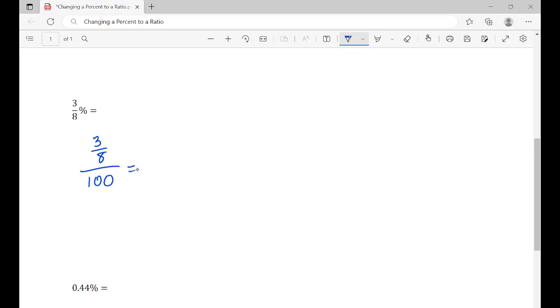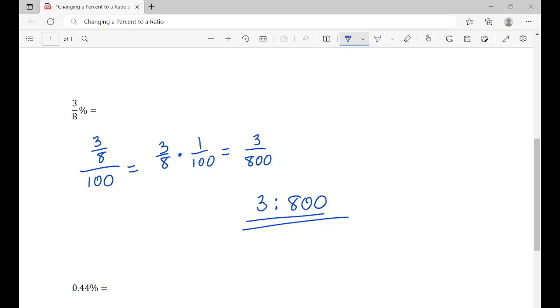So I'm going to keep the first fraction and then change it to multiplication and then flip 100 to 1 over 100. And nothing can reduce down here, so I'm just going to multiply across and I'm going to get 3 over 800. And now this is reduced as it can get, so I'm going to write this as a ratio. So again, the top number 3 goes first, then a colon, and then the bottom number 800 finishes it off. So 3/8 of a percent can be written as 3 colon 800 for the ratio.